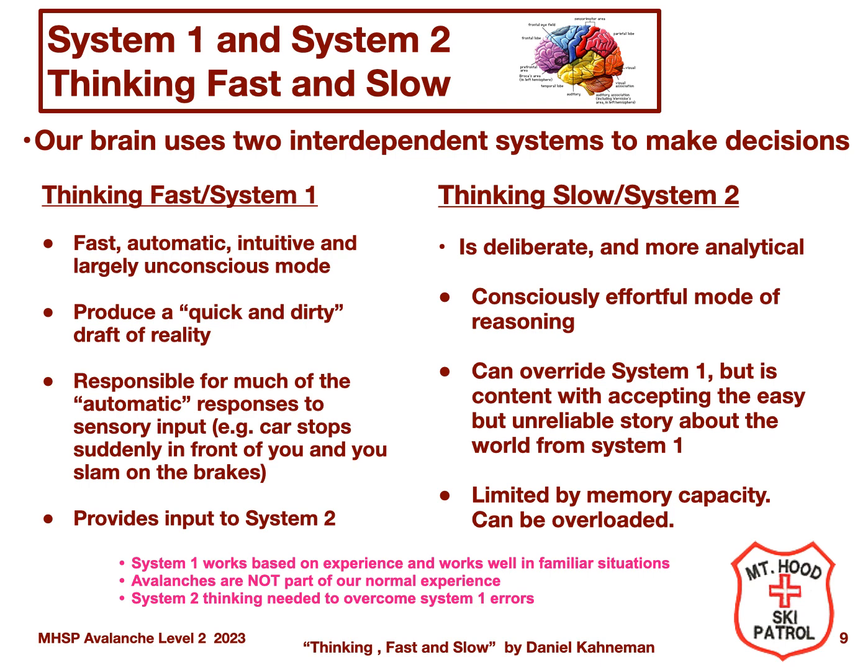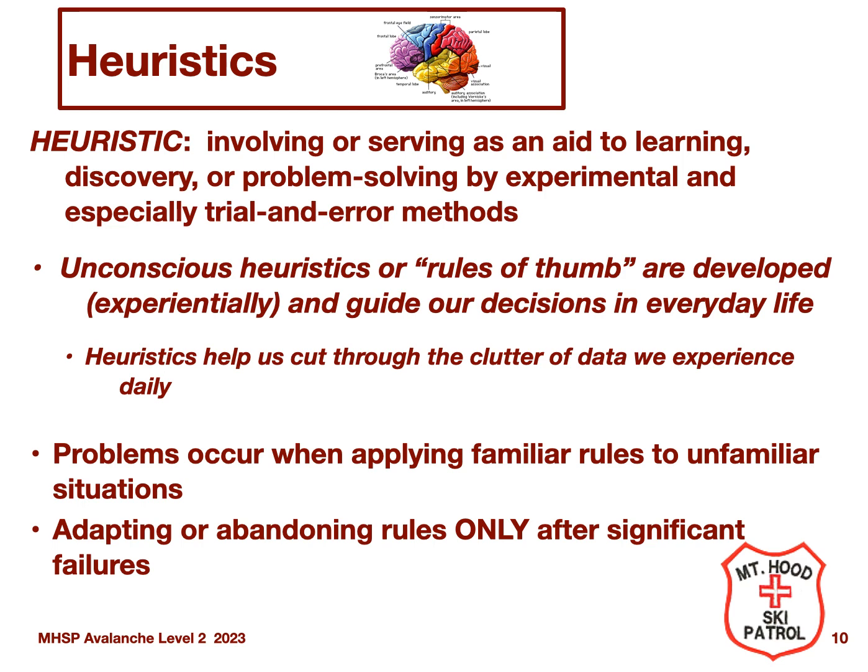We do this by falling back on some of the tools discussed later in this module, red, green, yellow, for example, and by training ourselves to recognize some of the heuristic traps we'll discuss shortly that drive System 1 thinking. Let's start with a discussion of heuristics, since these are the most common traps contributing to avalanche accidents.